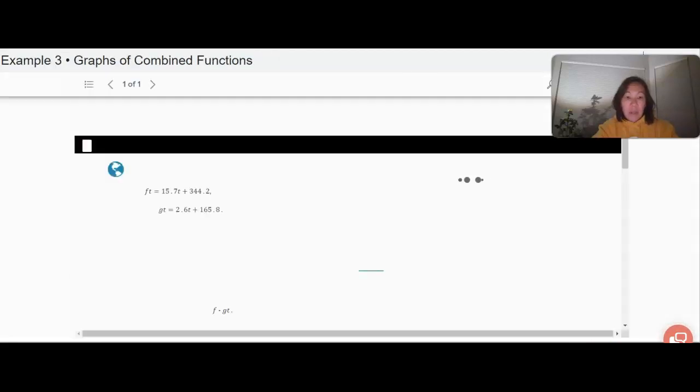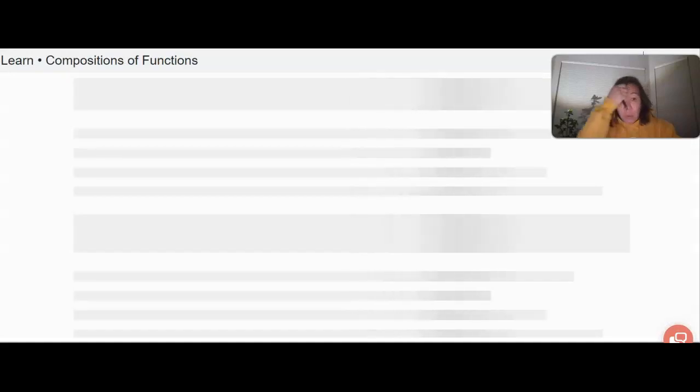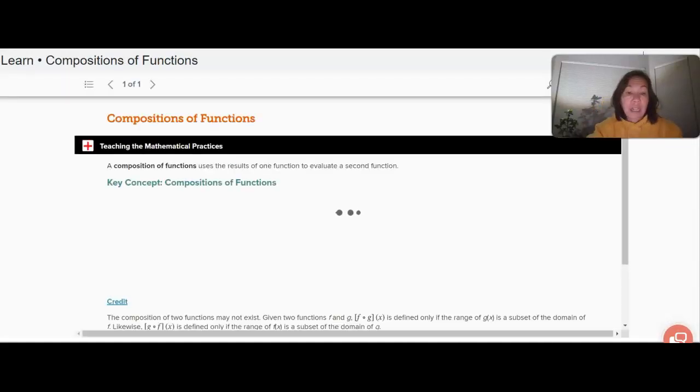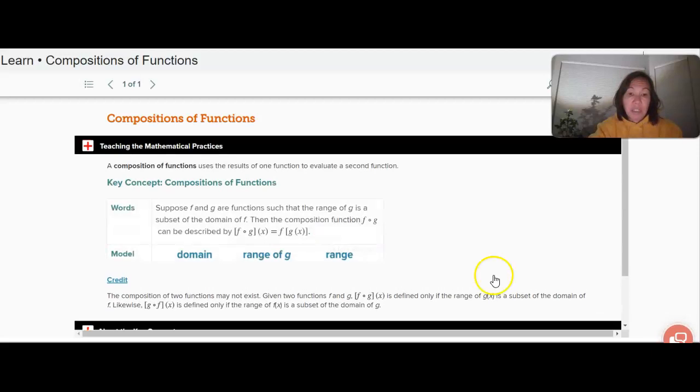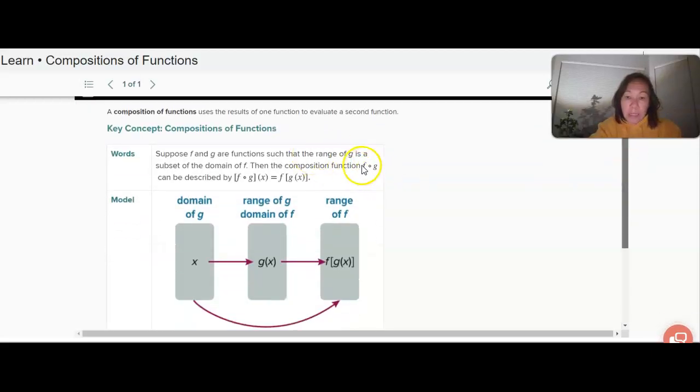Graphing, we're not going to worry about the graphing of the combined functions. But there's one more operation that is brand new, and that is what we call composition of functions. The symbol we'll use is typically a small circle, like a degree symbol. We read this f of g of x, and what that means is we're evaluating the function f with the value of g of x.